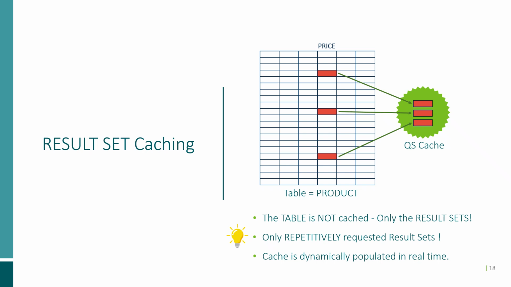Why do we cache only repetitively requested result sets? Unless we can see that a result set has been requested, let's say 3 times, we can't assume that it may be requested a 4th, 5th, and a 6th time. So this is all about caching efficiency.